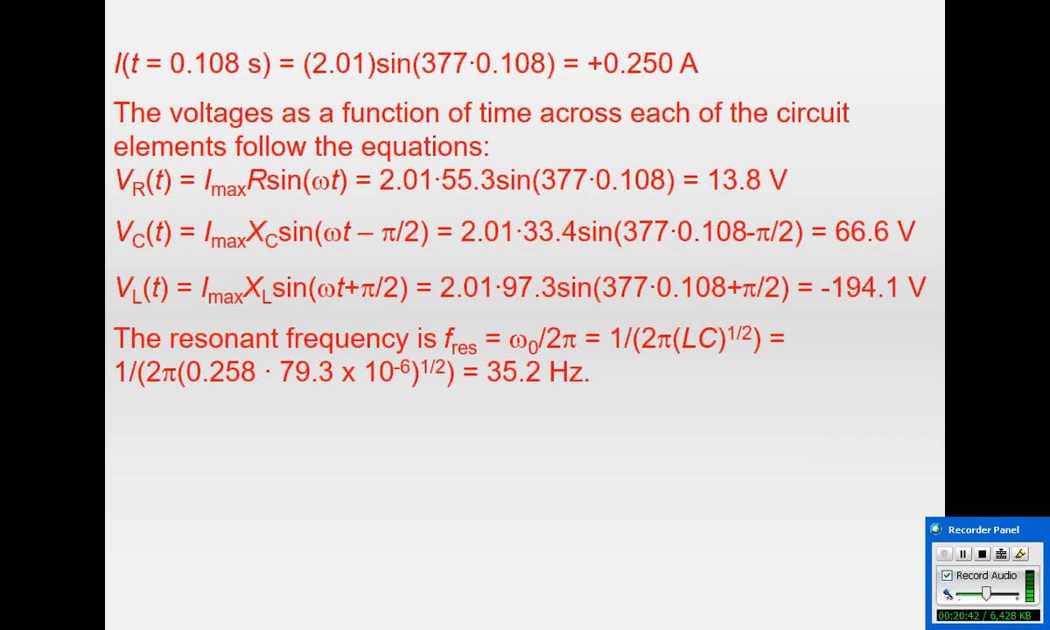The resonant frequency is equal to the resonant angular frequency divided by 2 pi. The resonant angular frequency is equal to 1 over the square root of LC. Plug in our numbers, and we get that the resonant frequency is 35.2 hertz.